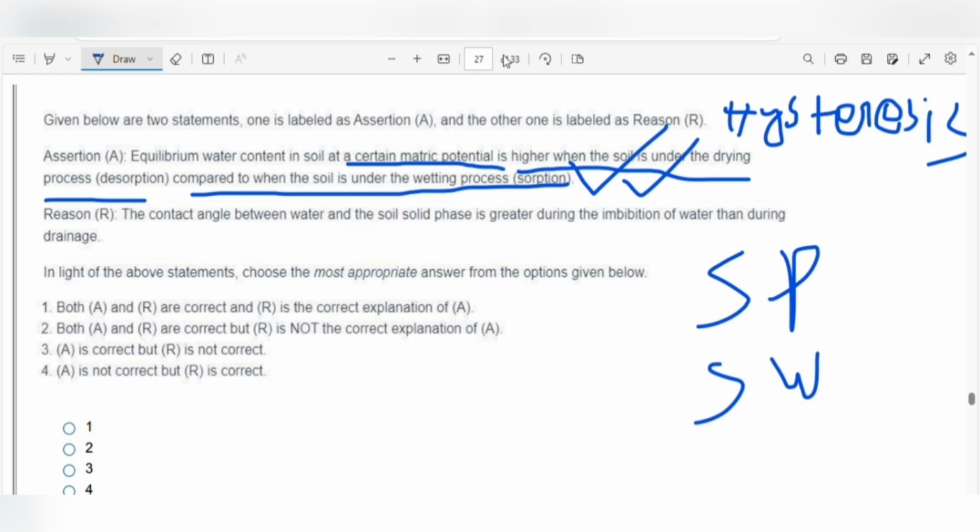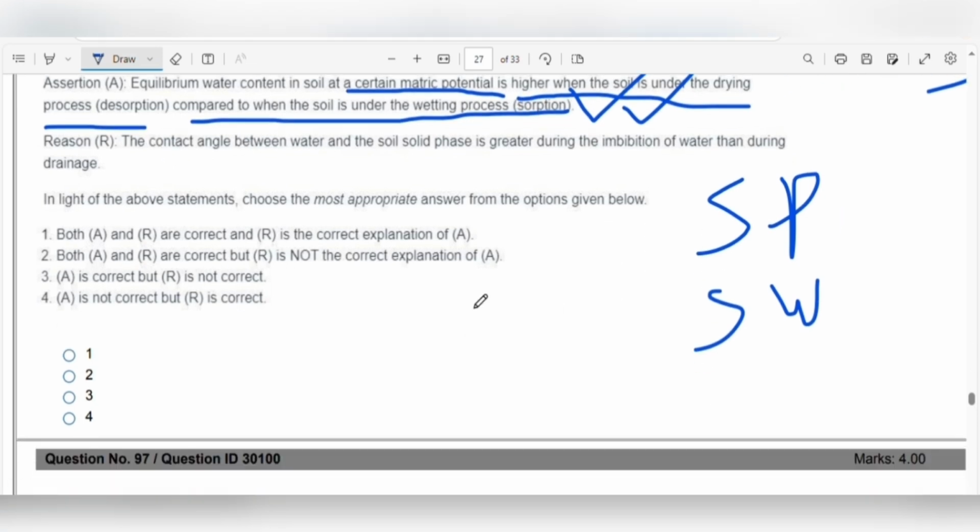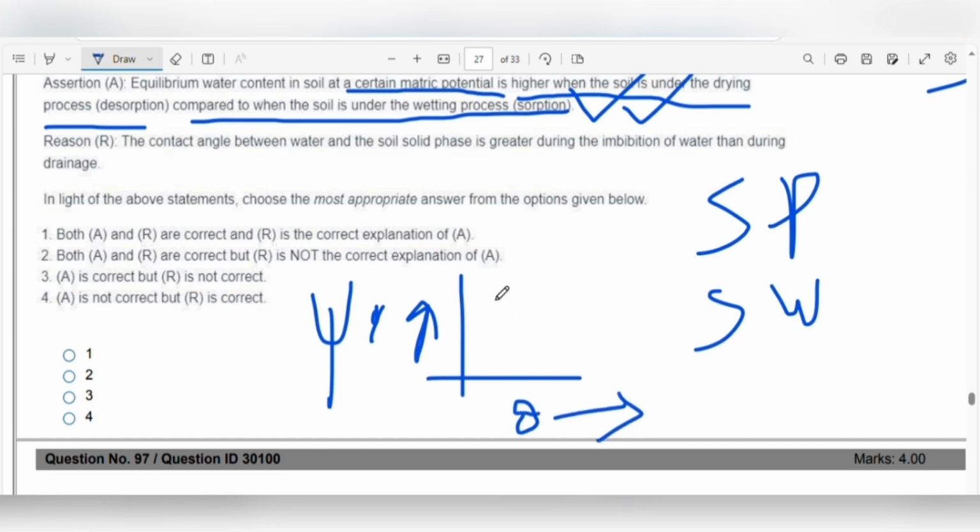So this statement is absolutely correct, that equilibrium water content in soil at a certain metric potential is higher when the soil is under the drying process compared to when it is under the wetting process. I think you all remember the graph where this is the metric suction, psi, in the y-axis, and in the x-axis you can see the volumetric water content, theta. The graph is like this, where this one is the wetting curve, whereas the right side one is the drying curve.